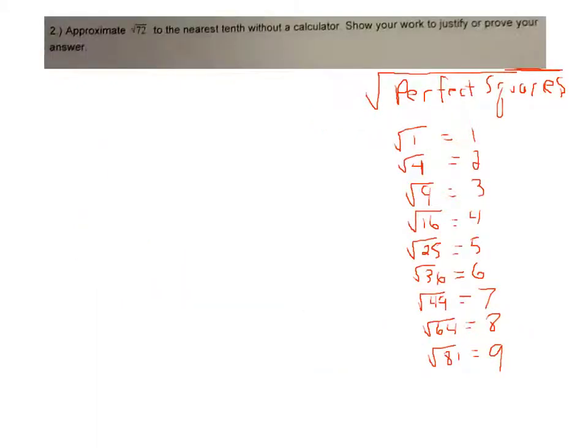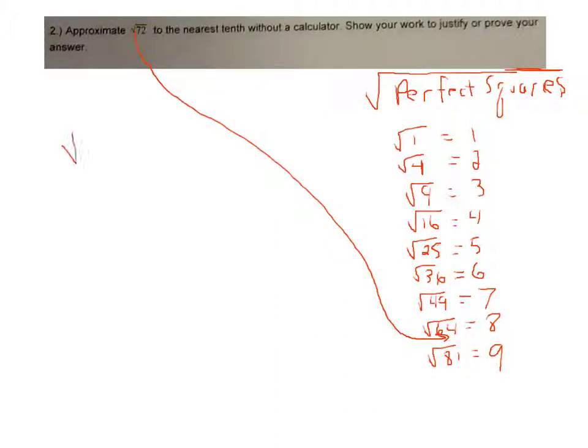Alright, so for this we want to approximate the square root of 72 to the nearest tenth without a calculator. Over here on the right side in red, I've shown a list of the perfect squares. Like the square root of 1 equals 1, square root of 4 equals 2, and so on down the line until the square root of 81 equals 9. If I look at the square root of 72, that's going to fall in between those two square roots.